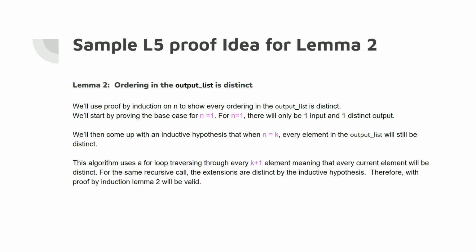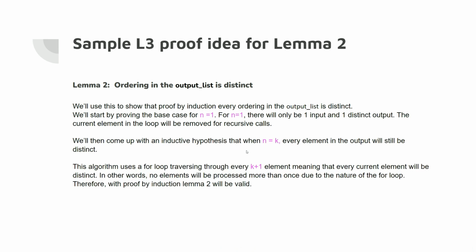Moving to the inductive step, this algorithm uses a for loop traversing through every k plus 1 element, meaning that every current element will be distinct. For the same recursive call, the extensions are distinct by the inductive hypothesis. Therefore, with proof by induction, lemma 2 will be valid.